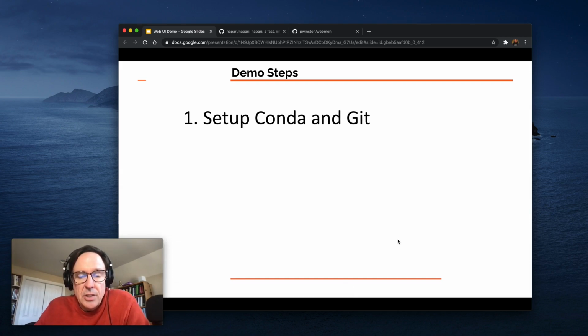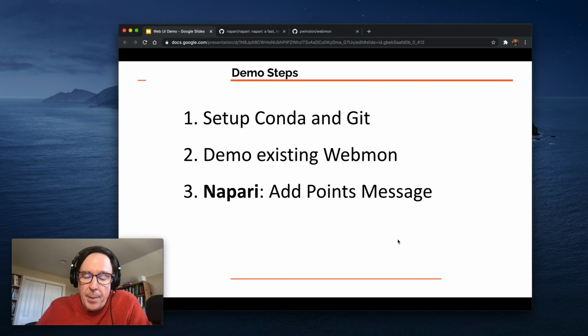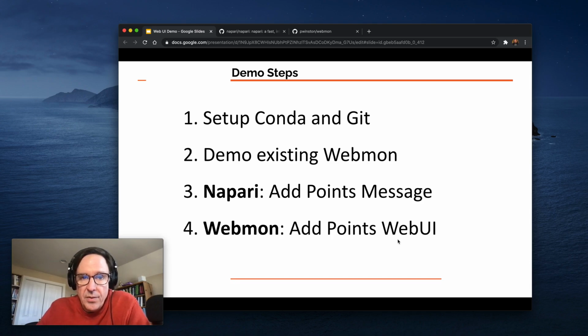Here are the steps I'm going to show. I'm starting from scratch because I want someone that's not familiar with this to be able to get up and running. So I'm going to set up Conda and Git. I'm going to demo the existing Webmon. This is what's in the repos right now. And then in Napari, I'm going to add, in a branch, a new points message for the points layer. And then in Webmon, I'm going to add a points tab in the web UI. And this points display is going to be very simplistic, and it's not really meant to be useful or to perform well with a lot of points, but it's just to show the steps. It's just something simple and graphical I decided we could do. That's what we're going to do.